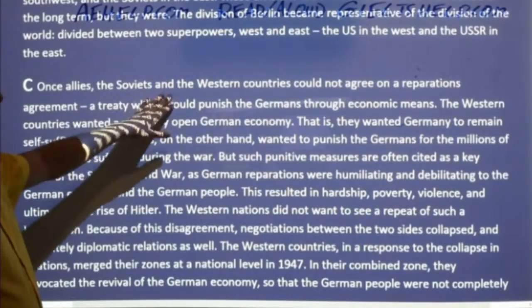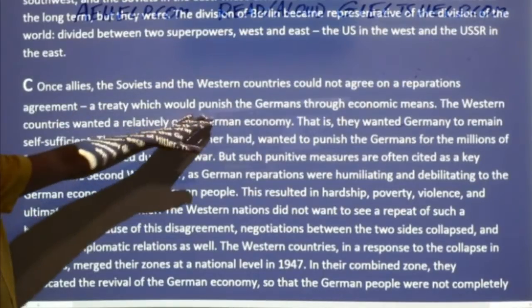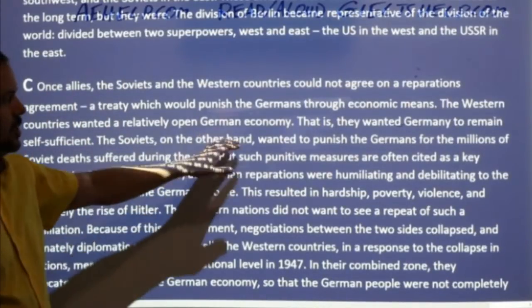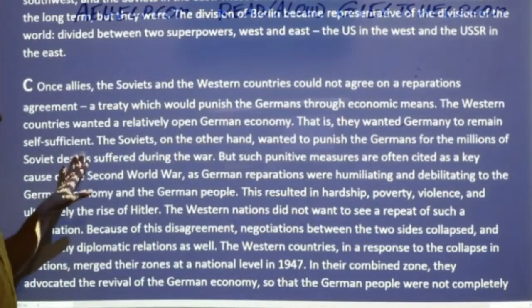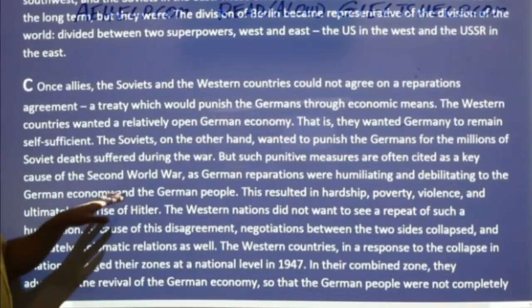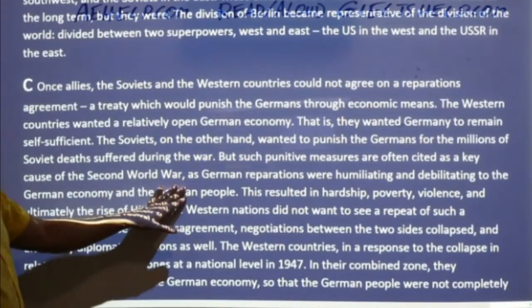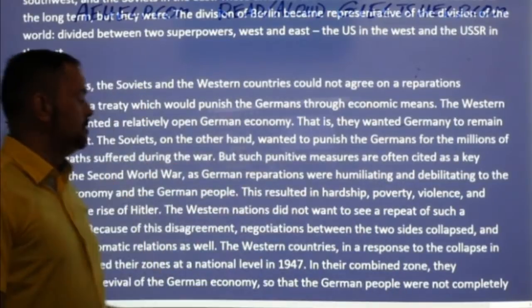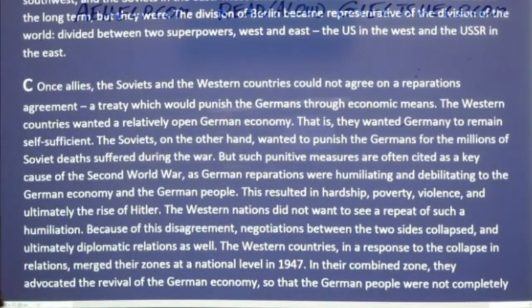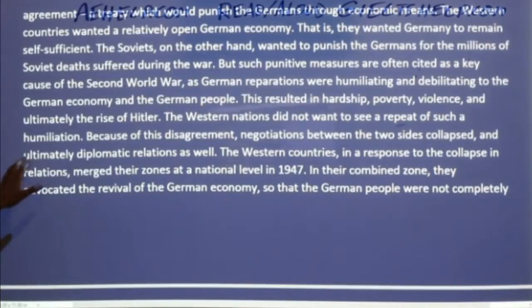Once allies, the Soviet and the Western countries could not agree on a reparations agreement, a treaty which would punish the Germans through economic means. The Western countries wanted a relatively open German economy. That is, they wanted Germany to remain self-sufficient. The Soviets, on the other hand, wanted to punish the Germans for the millions of Soviet deaths suffered during the war. But such punitive measures are often cited as a key cause of the Second World War, as German reparations were humiliating and debilitating to the German economy and the German people. This resulted in hardship, poverty, violence, and ultimately the rise of Hitler. The Western nations did not want to see a repeat of such a humiliation.